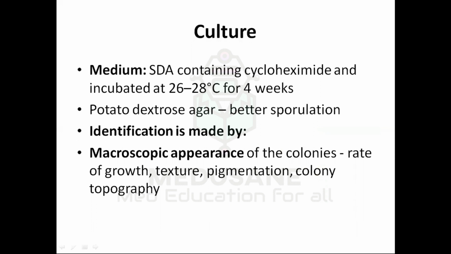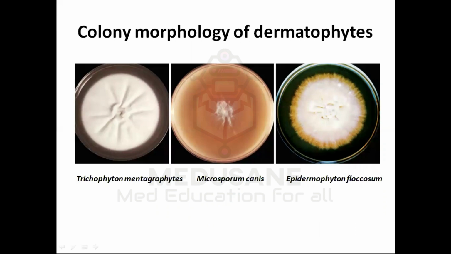Then you culture it in SDA containing cycloheximide, which is an antibiotic, and we can also cultivate it in potato dextrose agar. What is the macroscopic appearance? We look for the rate of growth, texture, and pigmentation. These are the colony morphologies of the dermatophytes. This is Trichophyton, this is Microsporum, which is red in color, and Epidermophyton. From the picture itself we can see the cotton woolly appearance; like that, we have to tell about the texture.